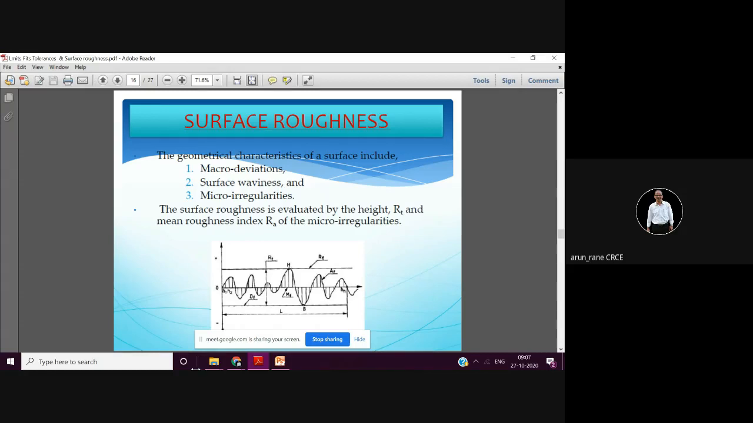So yesterday we were discussing surface roughness. The last few slides I completed in a hurry. So this is again very important.